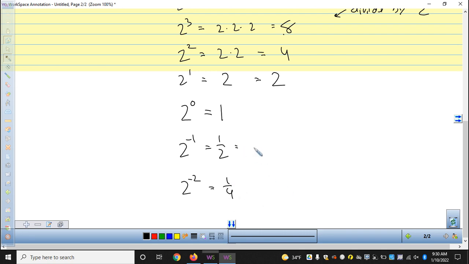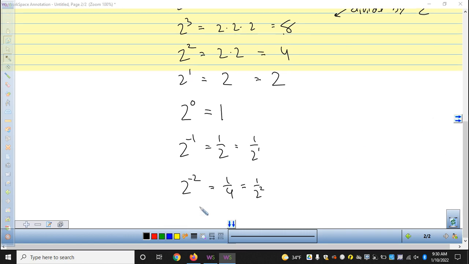And I can think of this as 1 over 2 to the first power. And this is 1 over 2 squared. And I could keep going. So we're going to use this pattern to make our rules. When we raise something to the 0 power, we get 1. And when we have a negative exponent, we end up with a fraction. All right, so we good? Everybody see what we did with this pattern?